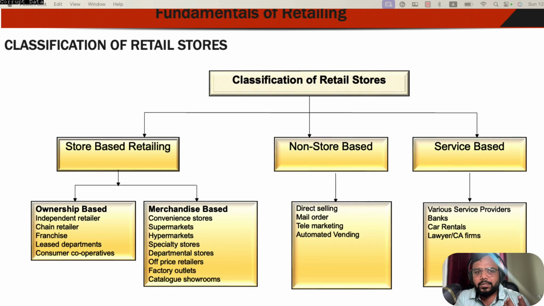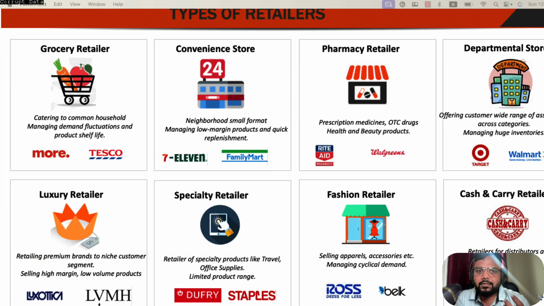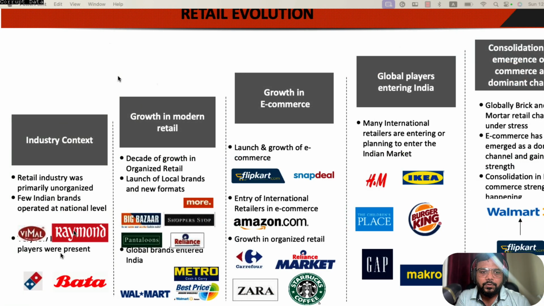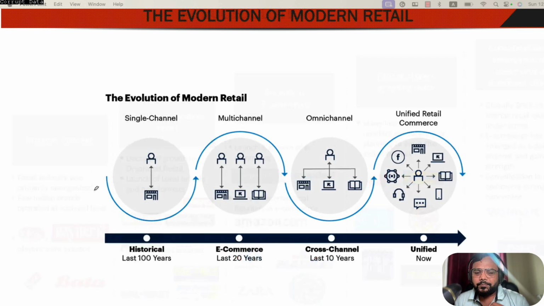We saw the classification: store based, non store based, service based retailers. We saw the types of retailers, which is critical to this whole training. Talking about mom and pop grocery retailers, we talked about the evolution of the retail industry, from the old age till the modern age where we are right now, and you see all the modern names, Flipkart, Myntra, Amazon, playing a critical role.